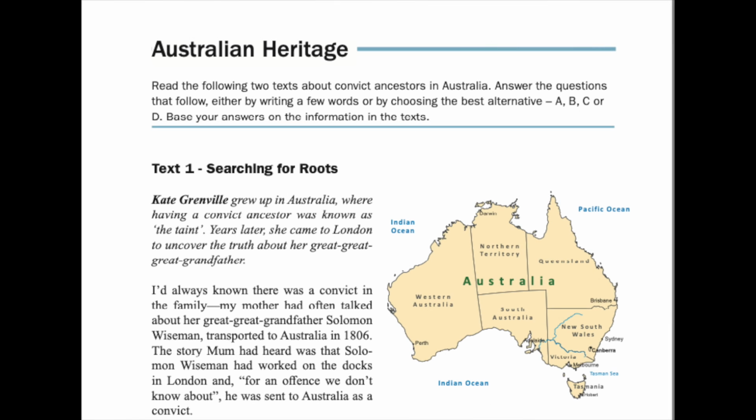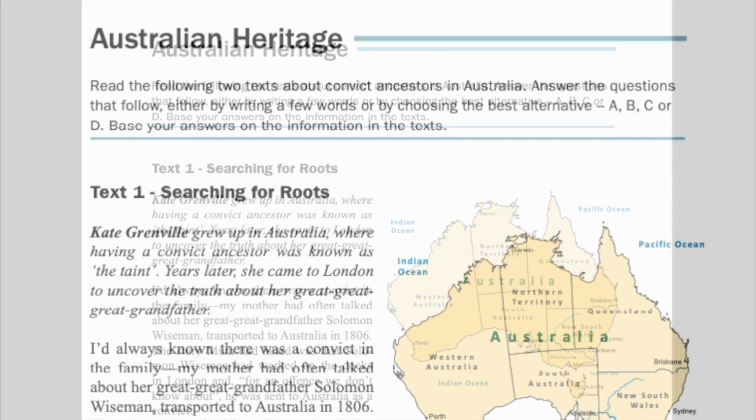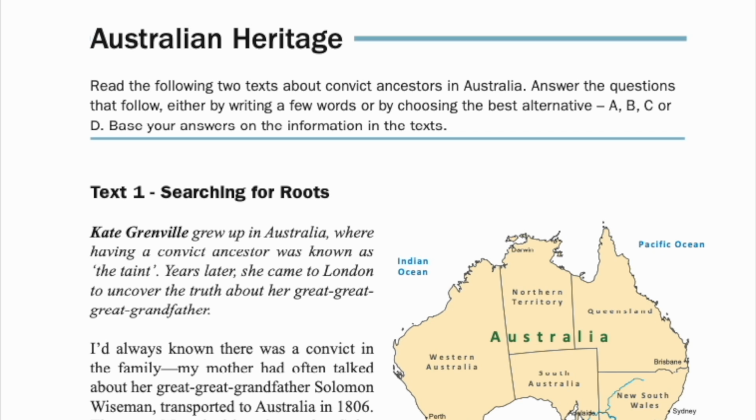Here is another example of a task you should be prepared for when it comes to the reading exam. Australian heritage. Read the following 2 texts about convict ancestors in Australia. Answer the questions that follow, either by writing a few words or by choosing the best alternative, A, B, C, or D. Base your answers on the information in the text. I will now give you a moment to look at this part of the exam more carefully.